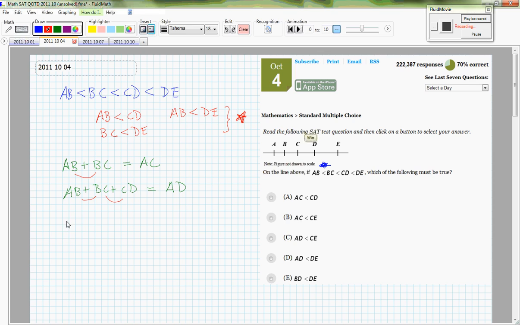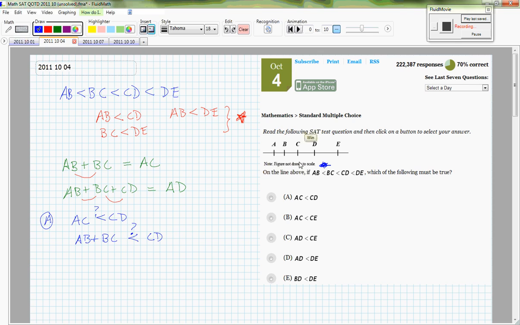So AC is less than CD. Another way to write that, so I'm talking about choice A. Is it true that AC is less than CD? Based on this statement here, we know that AC is equal to AB plus BC. And the question is, is that less than CD?